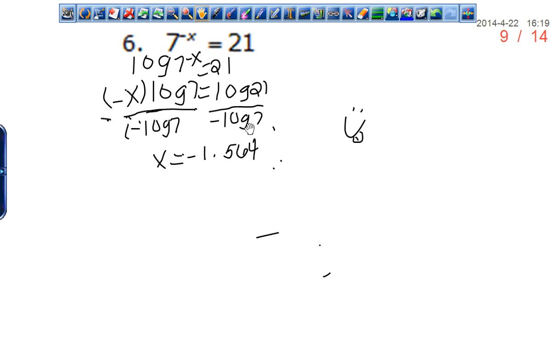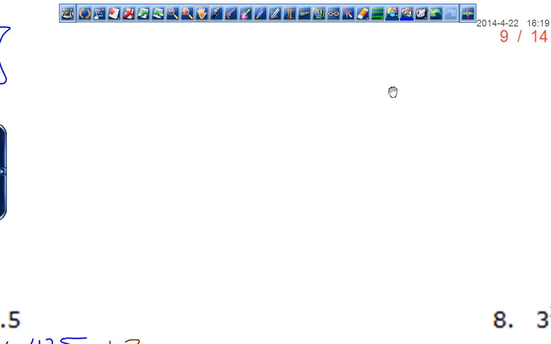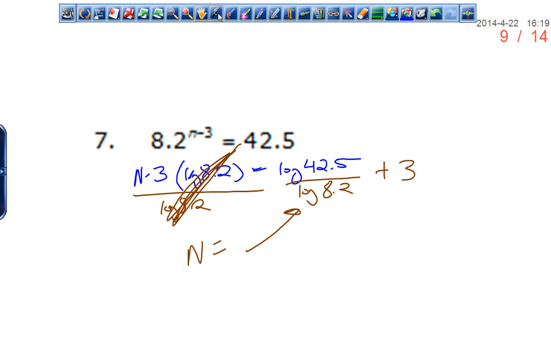Alright, number 6. This is what I have kids do in class. So we take the log of both sides, so log of 21. Then I'm going to move negative x in front, and I'm going to divide by negative log of 7. So do all this in the calculator. Be sure you do parentheses, all this stuff. You get negative 1.564.